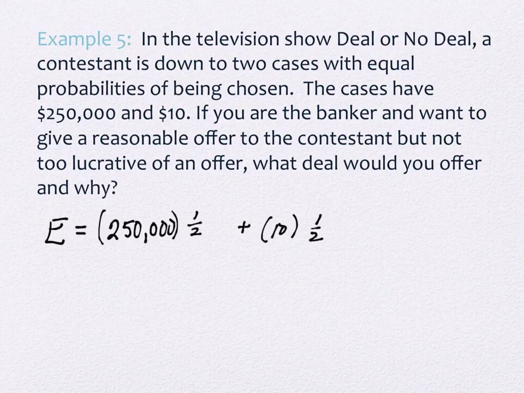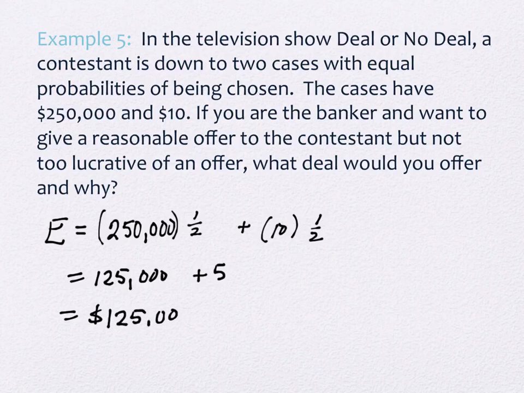All right, so if we do half of $250,000, it's $125,000. And half of $10 is $5. So the expected value is actually $125,005. Okay, so that's actually the expected value. So the expectation is that if they had this happen enough, half the people would get the $250,000 case, half the people would get the $10 case. It would even itself out over time to being $125,000, give or take.